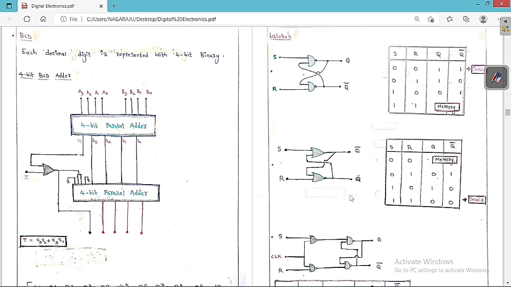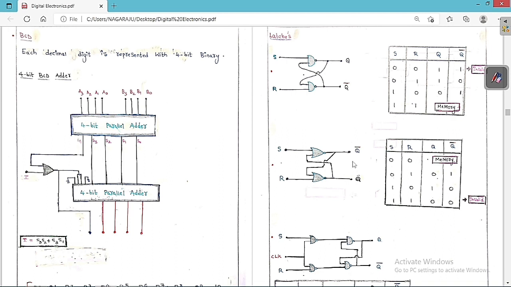So listen carefully. Suppose I give 1 1, now the output is 0 0. After this I am giving 0 0. Ideally I should get the same value, 0 0, but it will never be like that, because it may be 0 1 or 1 0, depending on whichever device is acting faster. Based on that, the output is going to be either 0 1 or 1 0. So this is the important point.